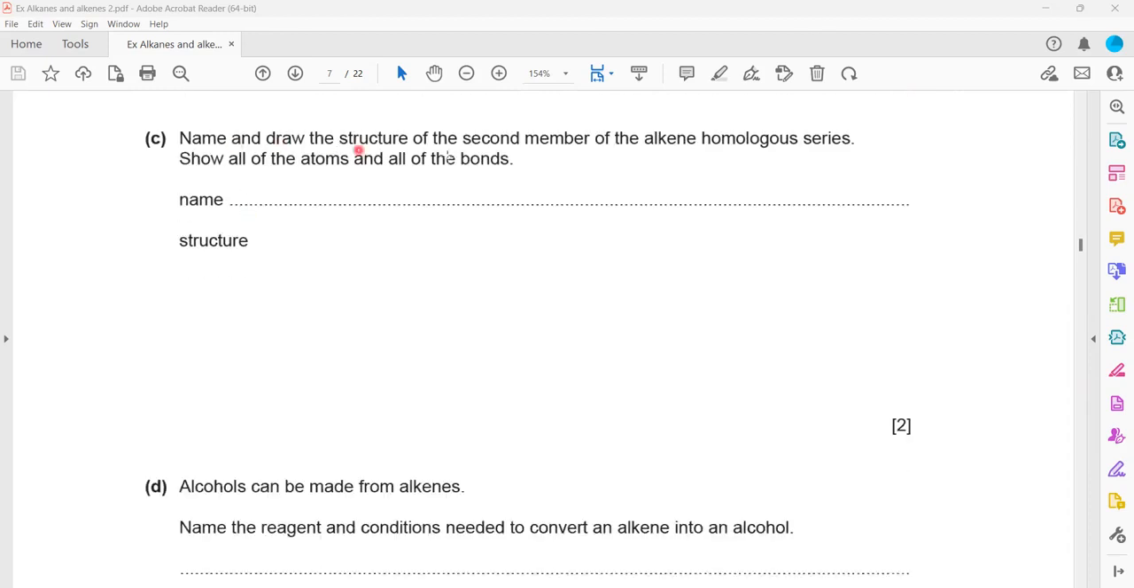Then name and draw the structure of the second member of the alkenes. What is the first member of the alkenes? It is ethene, because alkenes start with ethene. So the first member is ethene. We need the second member. What will the second member be? Propene.